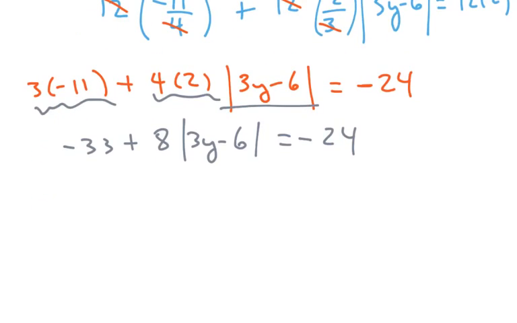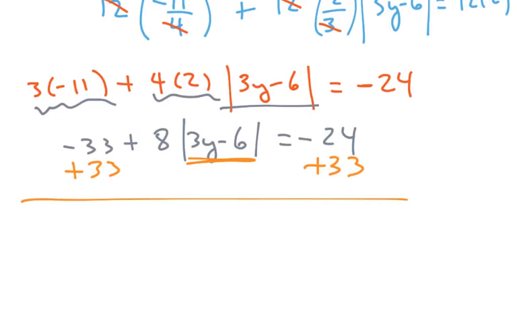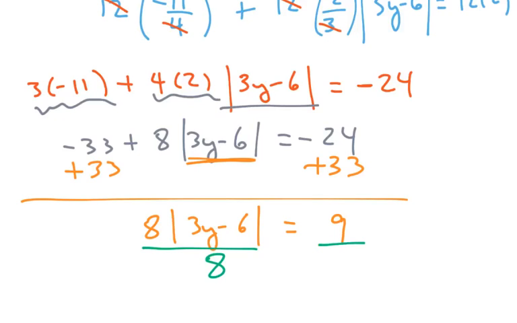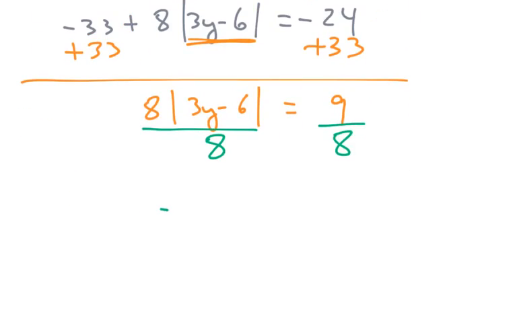And now it's kind of like a basic equation. We're almost treating the absolute value as if it's x. So we're adding 33 to the other side, and that's going to give me 9. Then we would divide by 8. So the absolute value of 3y minus 6 is equal to 9 over 8.